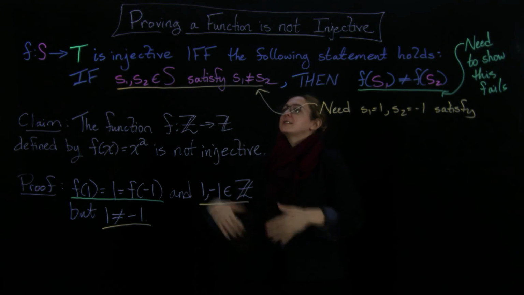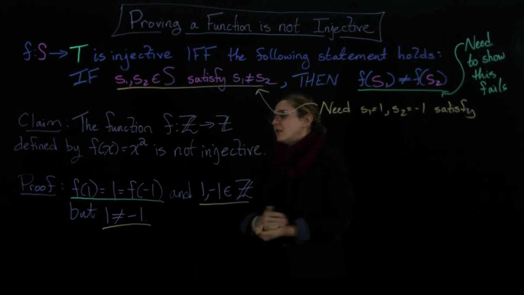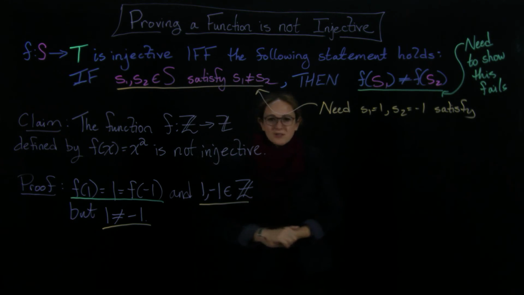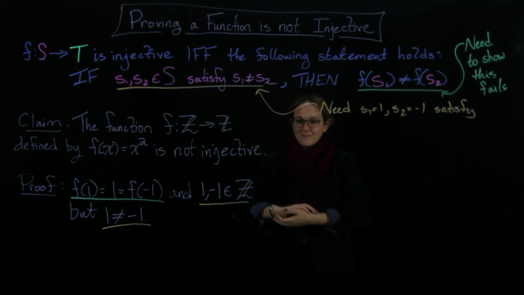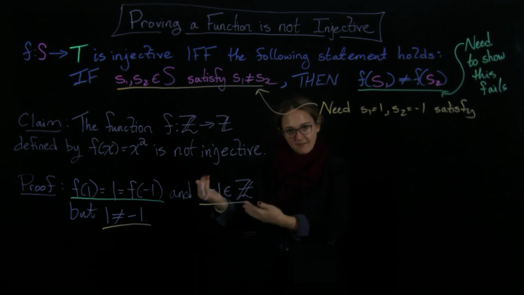You have to show that it satisfies this part without satisfying that part. Or in other words, you find two elements who give you the same output but are distinct. Okay. By the way, the part of their being distinct is obvious here.